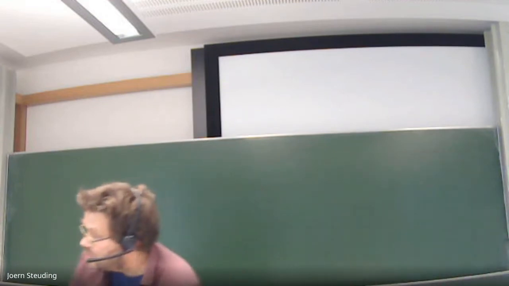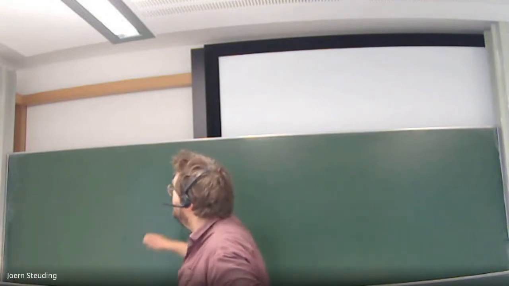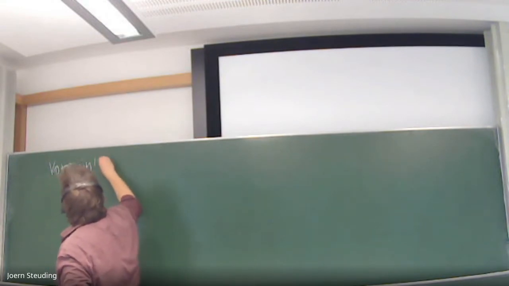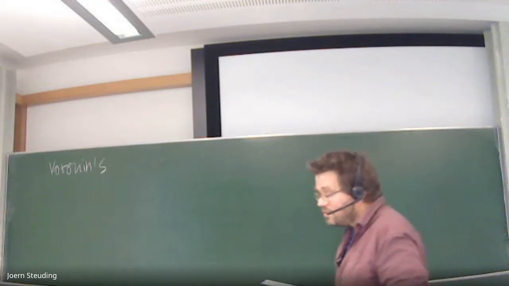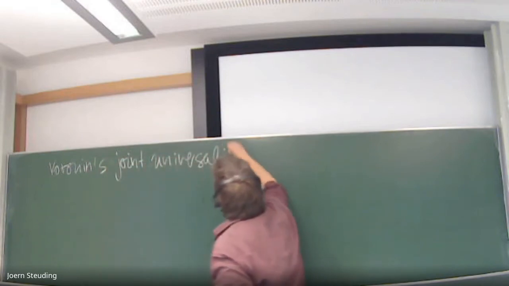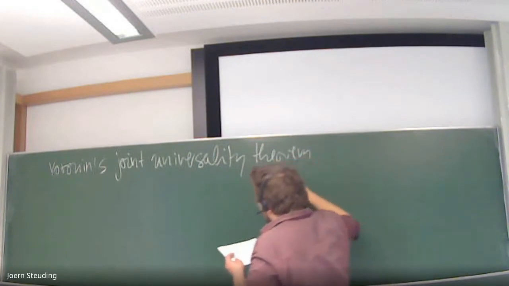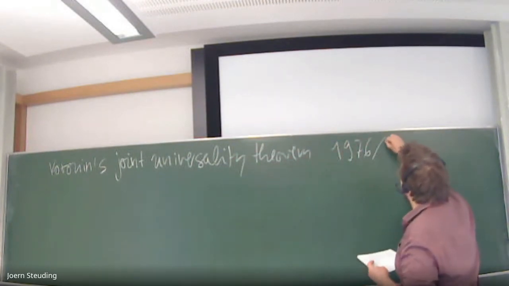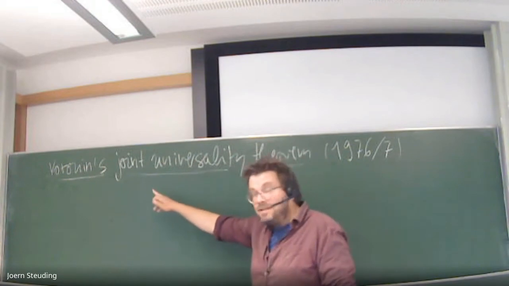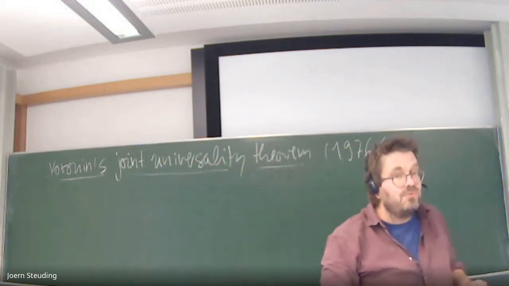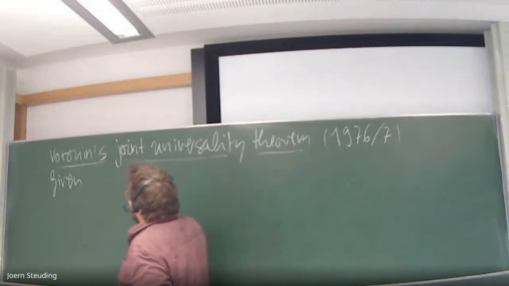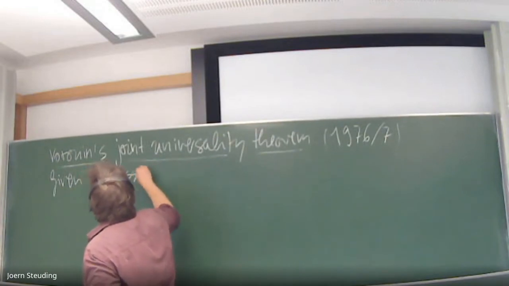Okay, and this is actually about something that is called not Voronin's universality theorem, it's called Voronin's joint universality theorem. This was discovered in 1976 and published in 1977, so a little later, and this is about simultaneous approximation. So this joint universality stands for simultaneous approximation.